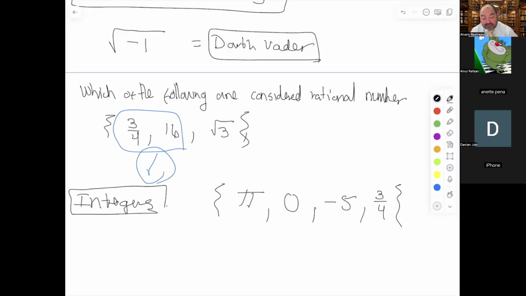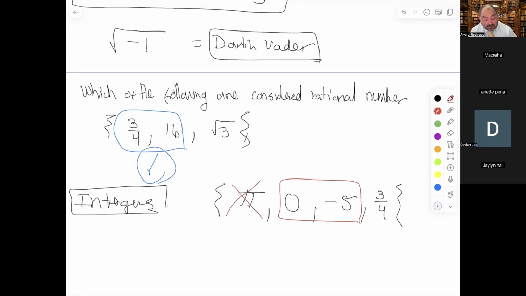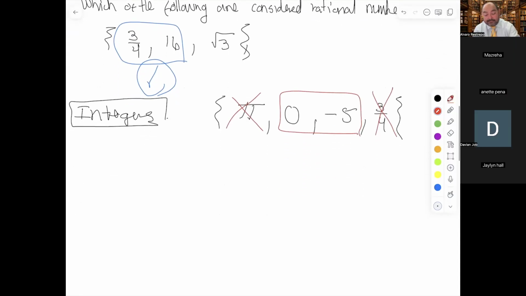Which are considered integers? 0 and -5. Yeah, zero, -5. Good. 0 and -5. Next.